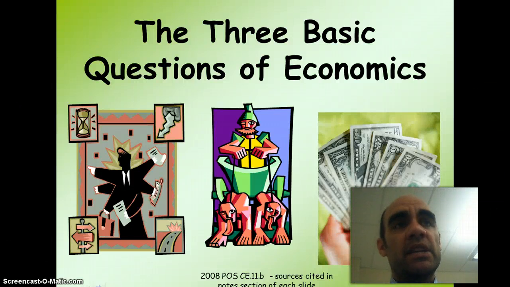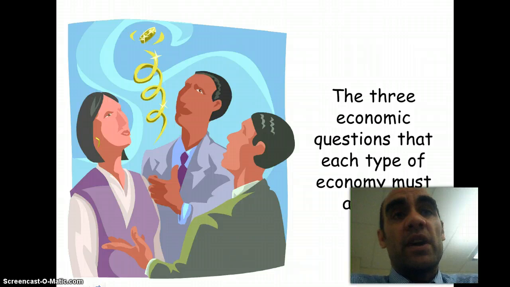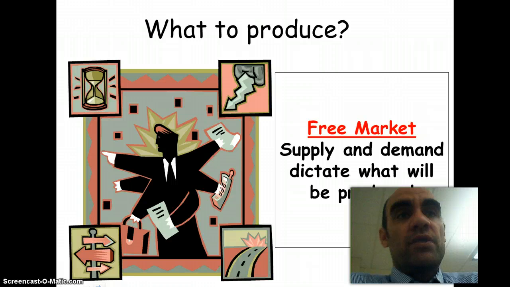Unit 6, Podcast 3. Three basic questions of economics. We're going to look at the different systems we looked at last podcast and ask some questions about these systems. So the first question is what to produce.